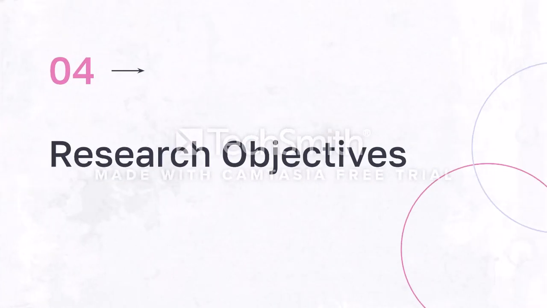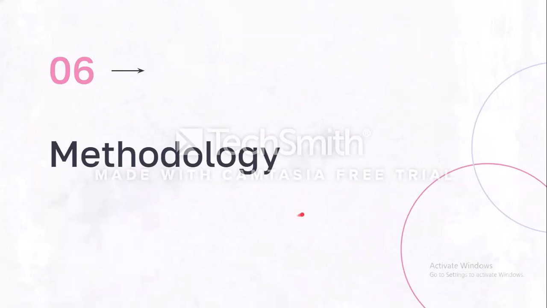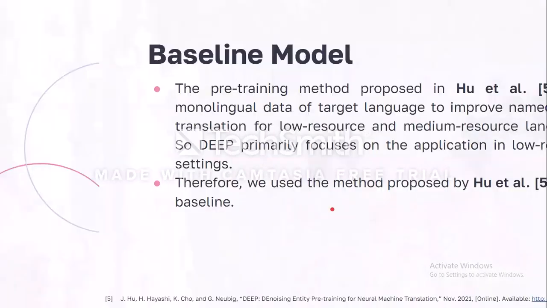So let's look at our research objectives. Our main objective is to increase named entity accuracy by improving an existing named entity recognition system, and by using that we hope to improve a pre-trained language model using a new pre-training objective for the Sinhala language to enhance named entity translation. Let me now move on to our methodology.